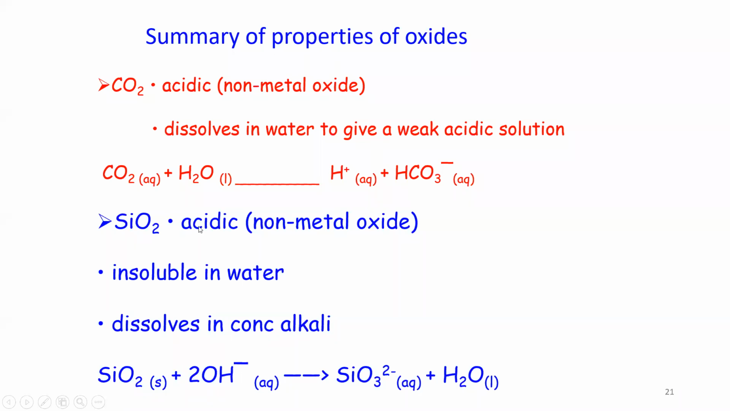Your silicon oxide is acidic, but your silicon is a metalloid. And when we say something is a metalloid, that means it's a semiconductor.